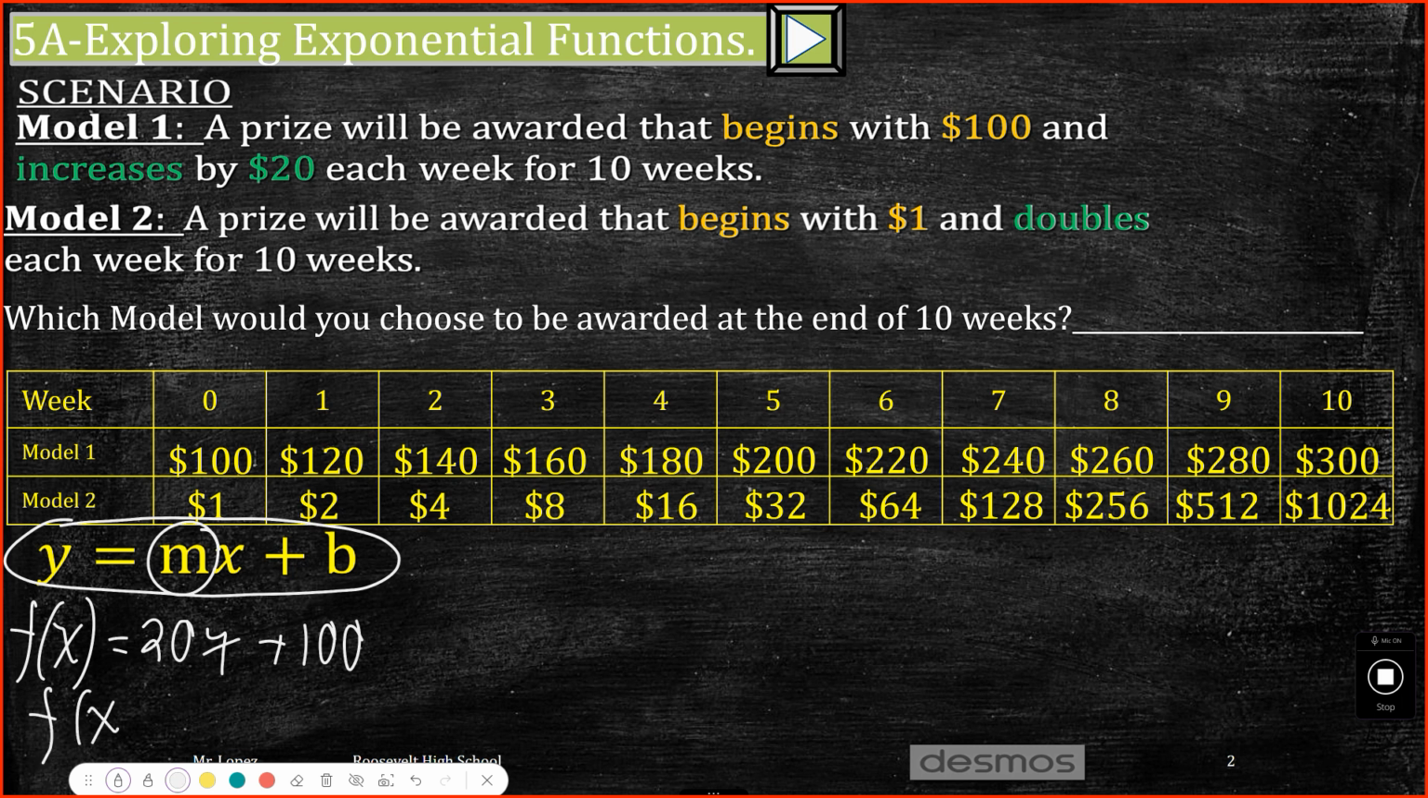Then we want to know what f of 10 is. f of 10 equals 20 times 10 plus 100. And that's going to give you what? 20 times 10 is 200, plus 100. We got 300?